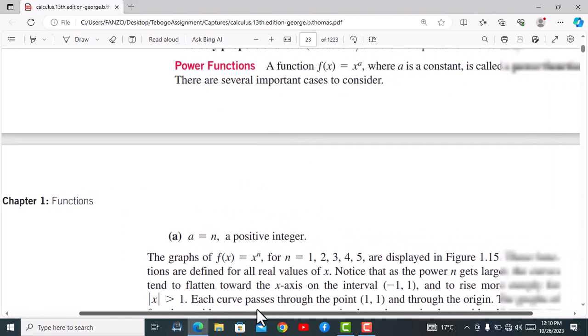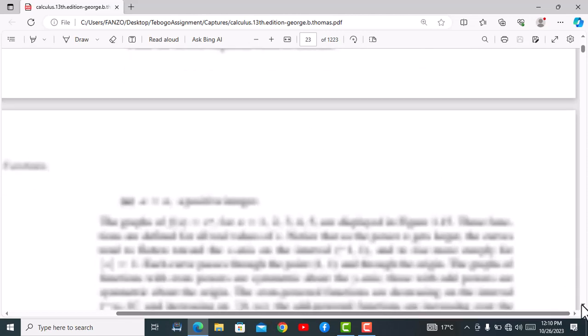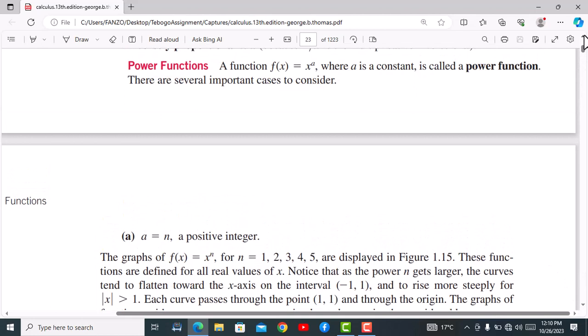So, let me just zoom in. Okay. And let me just do this. Let's just wait for it.